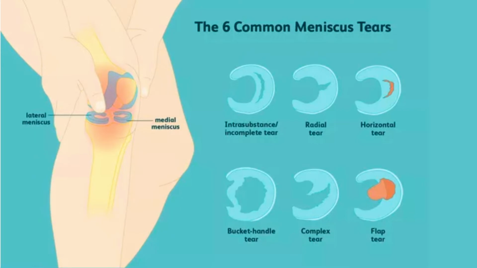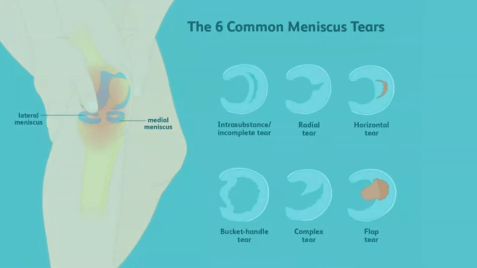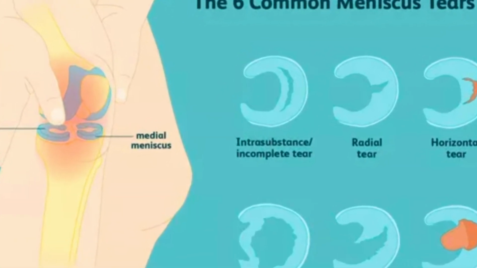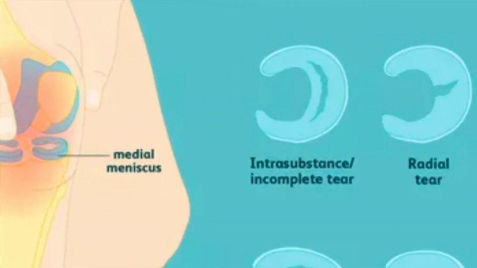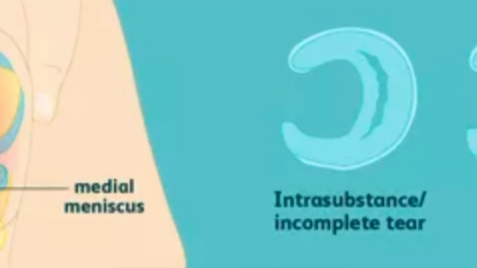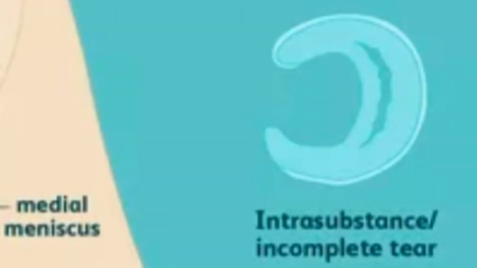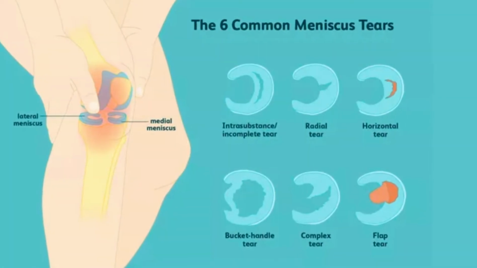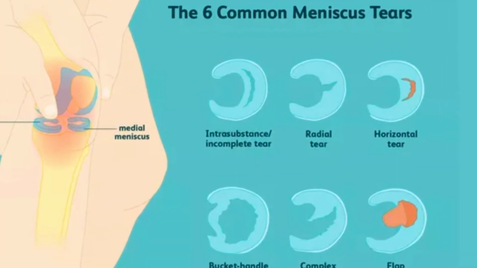Intrasubstance or incomplete tear. When people are in their 20s or 30s, doctors commonly see intrasubstance changes, also called incomplete tears, of the meniscus on an MRI. Often, these kinds of tears are a sign of early degenerative changes of the meniscus. Degenerative changes are those that happen as a result of wear and tear and get worse over time. Incomplete and intrasubstance meniscus tears are considered stable injuries. That means they generally do not require surgical treatment.